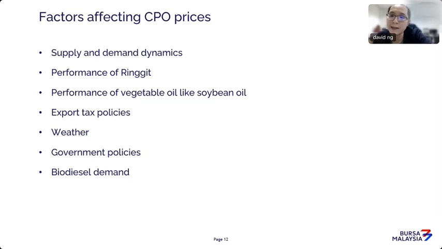You look at any other type of commodities, be it crude oil or your grains like corn and soybean. Supply and demand dynamics are very crucial. If there is an oversupply situation, the market will likely come down. If there is an undersupply situation and demand is very strong, you're definitely going to see a bullish market.